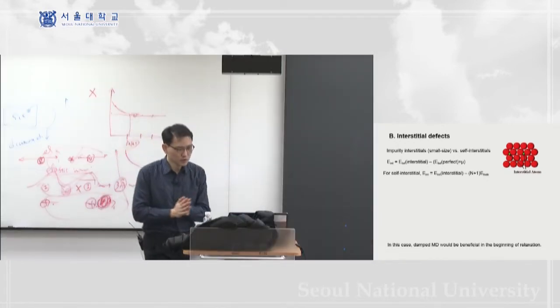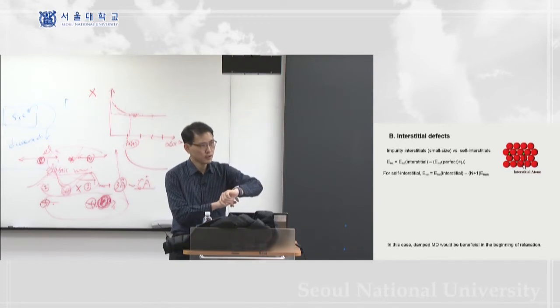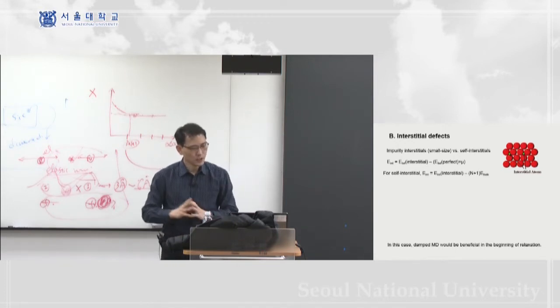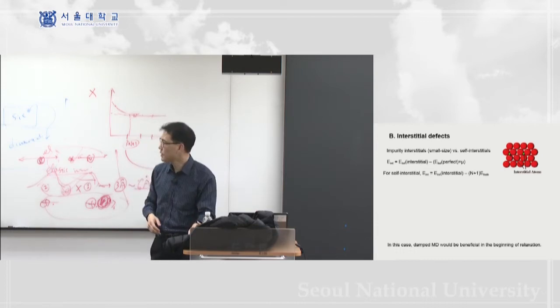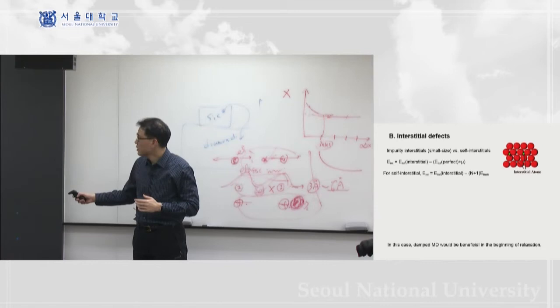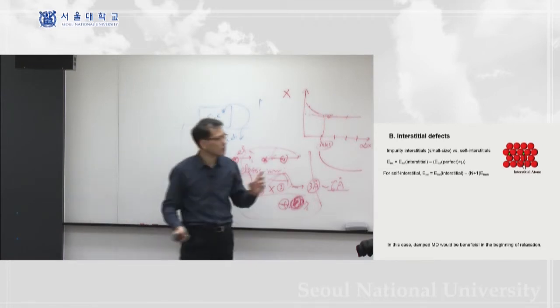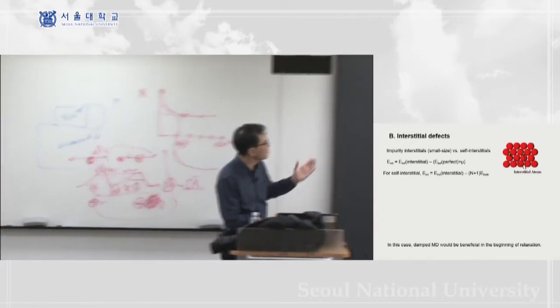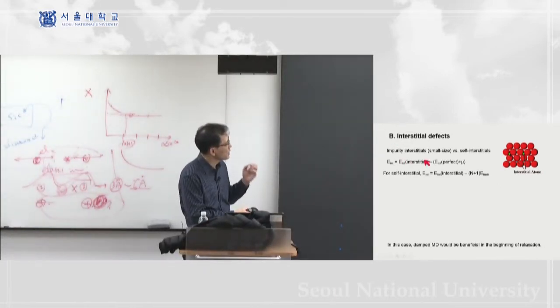Okay, let's continue. Next we'll talk about the interstitial defect. There are two types, actually. One is the external interstitial, or impurity interstitial. You have external atoms in your system, and if they are small enough, then usually this external dopant or defect goes into the interstitial site of the original crystal.